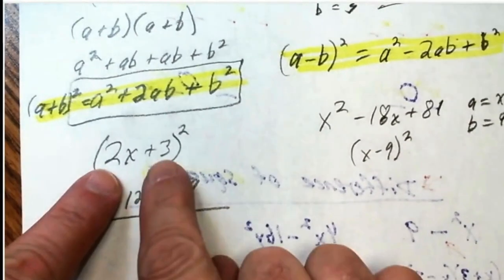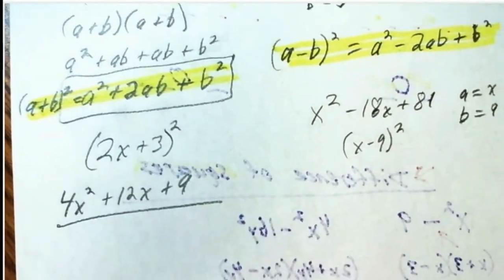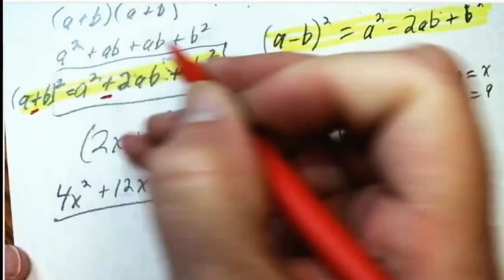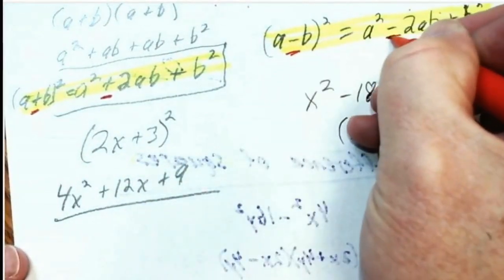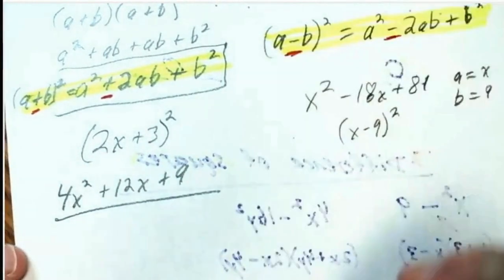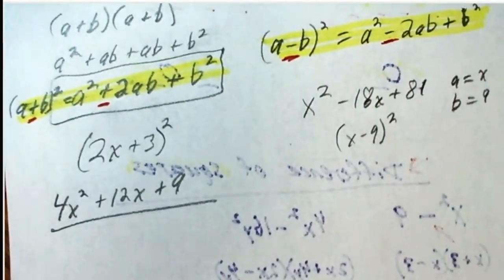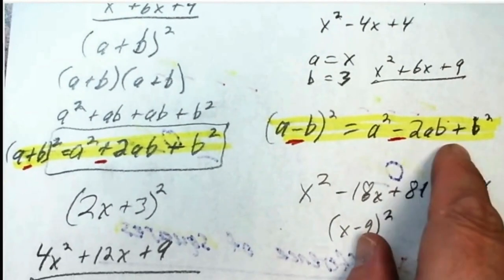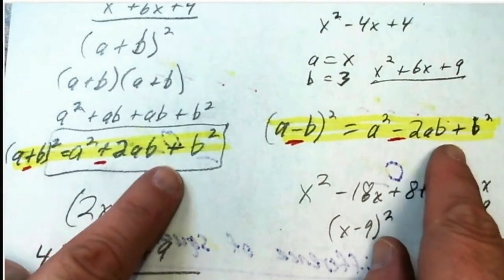This is A, this is B. The only difference is if this is a plus, then this is a plus. If this is a minus, then this is a minus. That's the only difference in there. You've got to pay attention to what sign it is. If that is a minus, then you have a minus there. You still have a plus in the end. It's always a plus in the end.